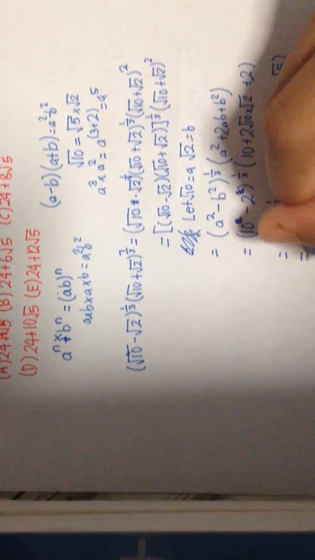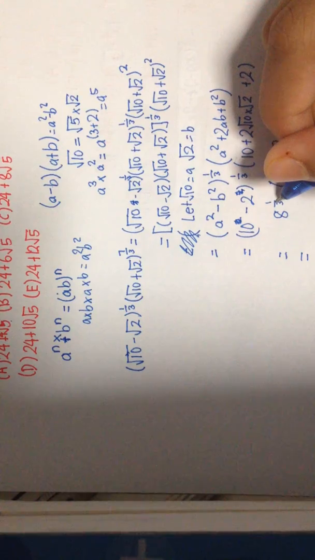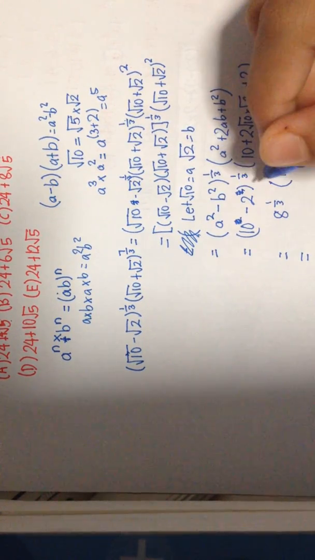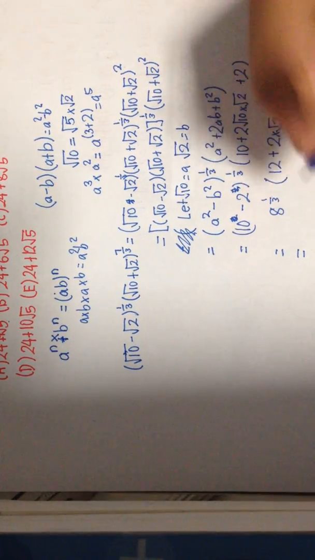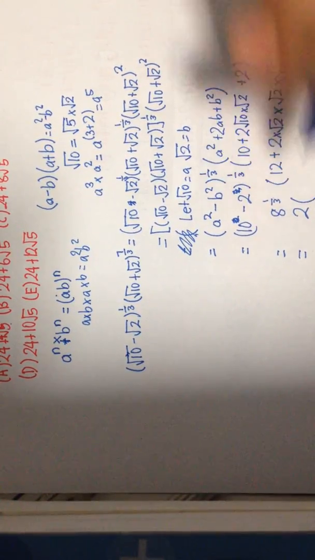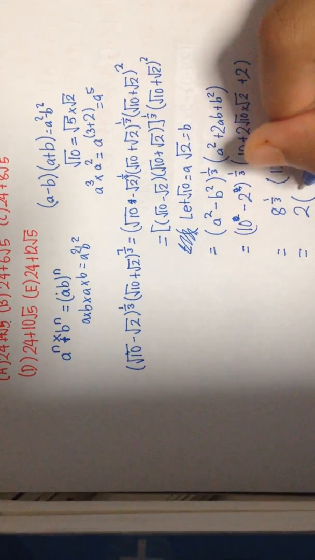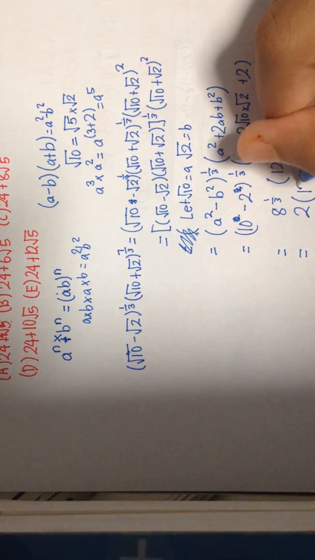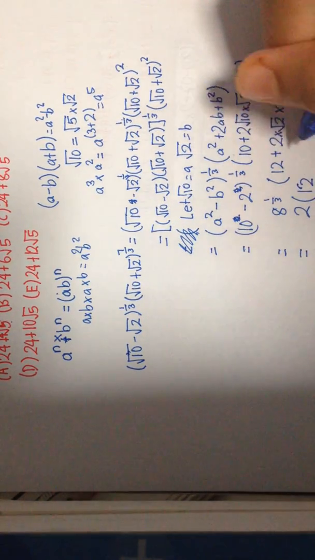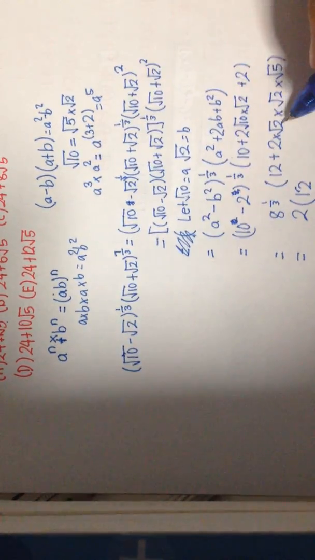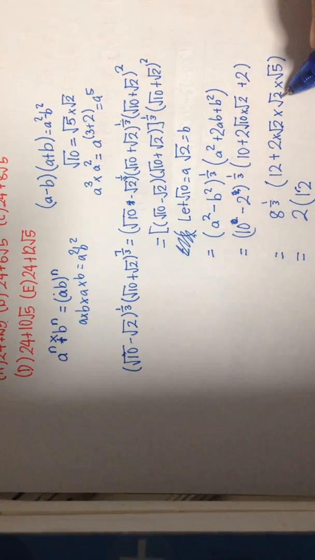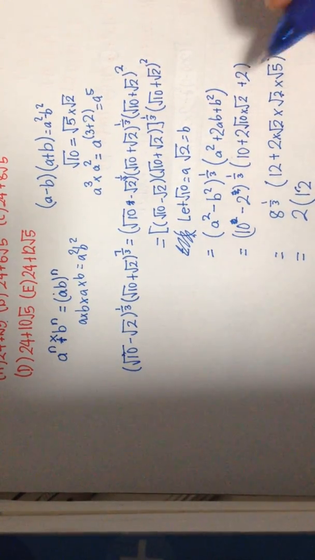Now, if I expand this, now 8 to the power of 1/3. So it's the same number times the same number times the same number is equal to 8, which is equal to times 12 plus, now this root 2 and this root 2 actually make 2.